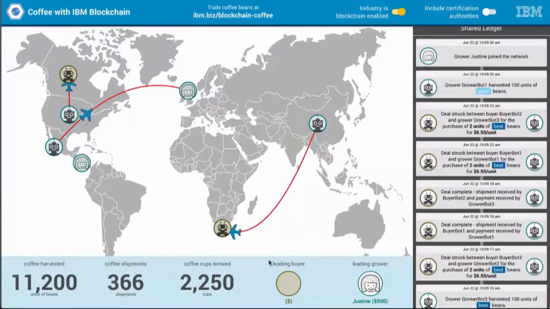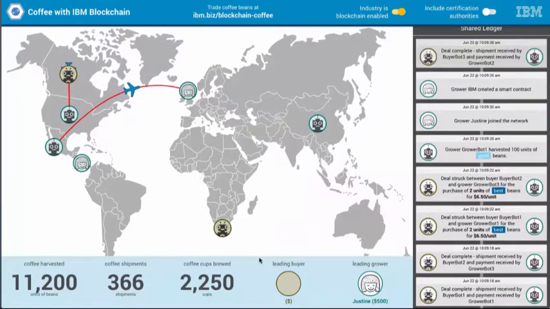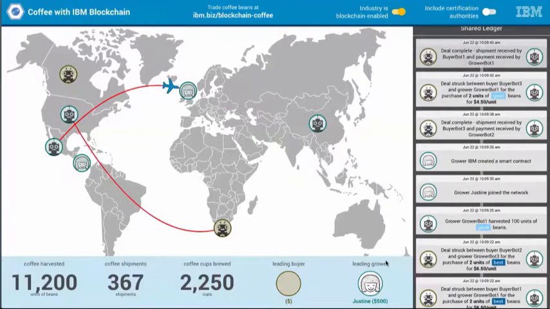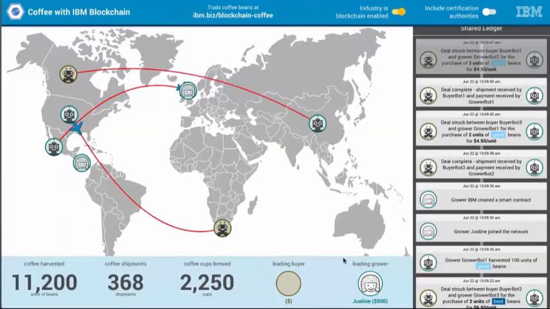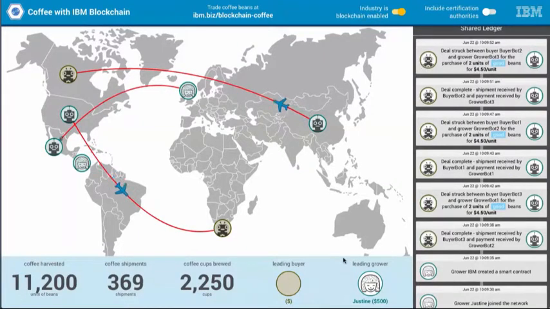Down at the bottom, we actually have our leaderboard. So we're going to see how well we can all do together, or each of us individually, as we start to play in terms of getting to be the leading buyer. And you can see that Justine's already in the lead here as our leading grower with $500 of profit. Okay, we'll talk a lot more about all the blockchain pieces that are happening behind the scenes as we go through this.